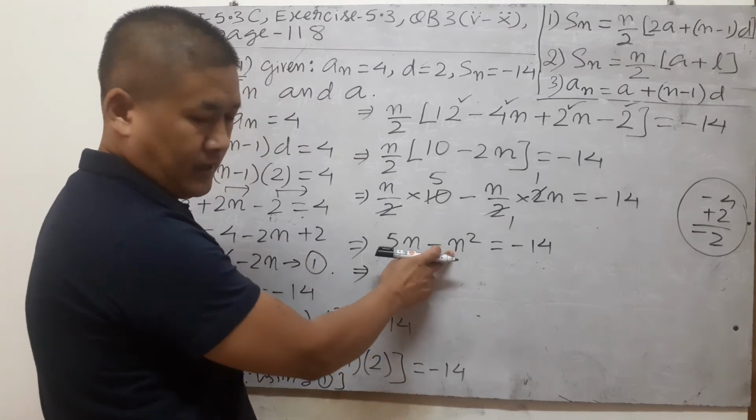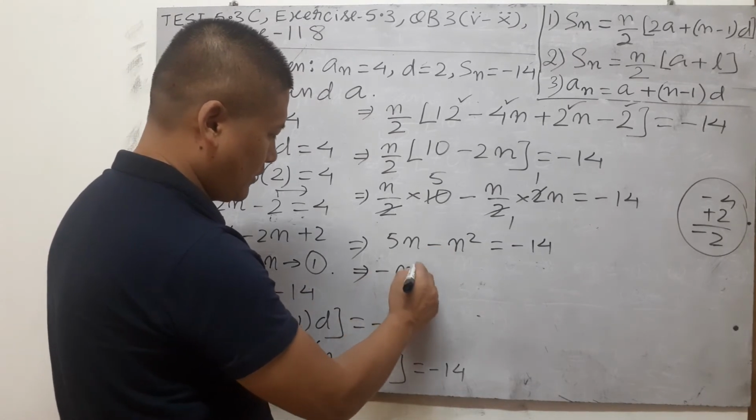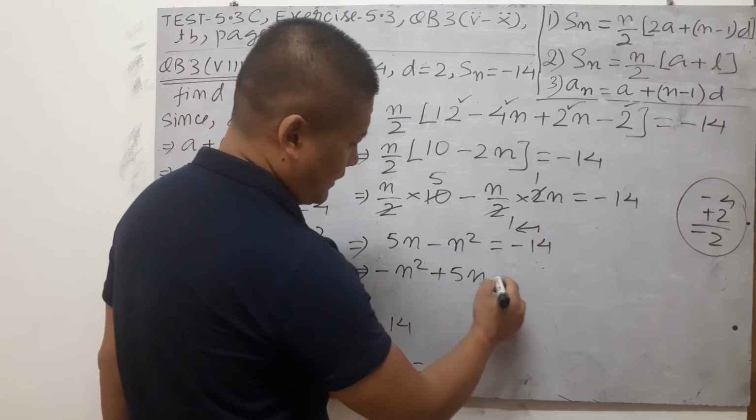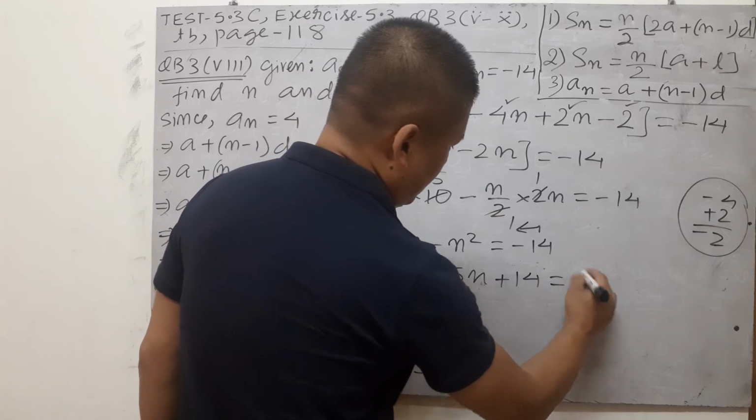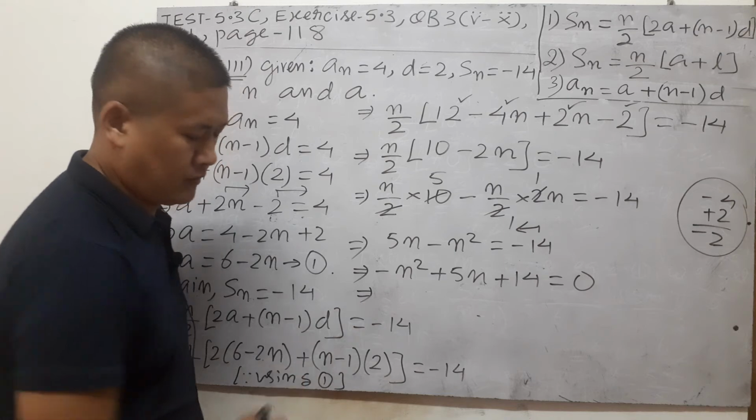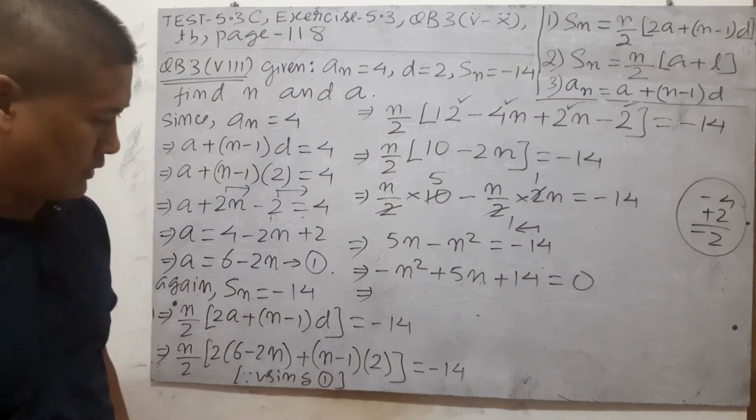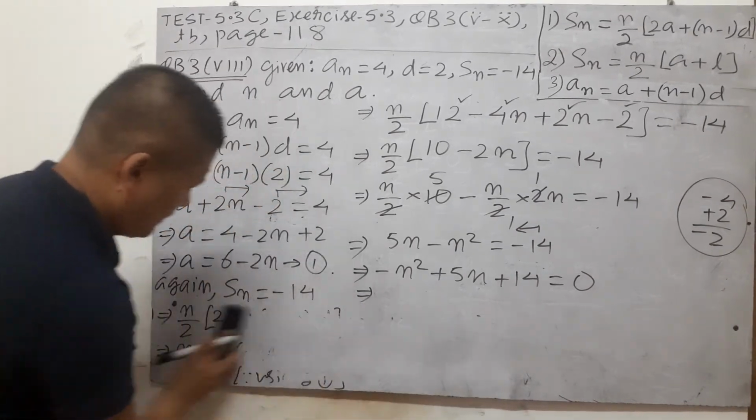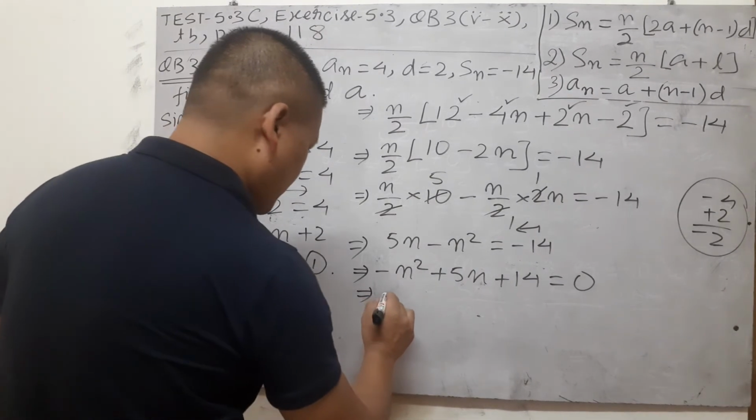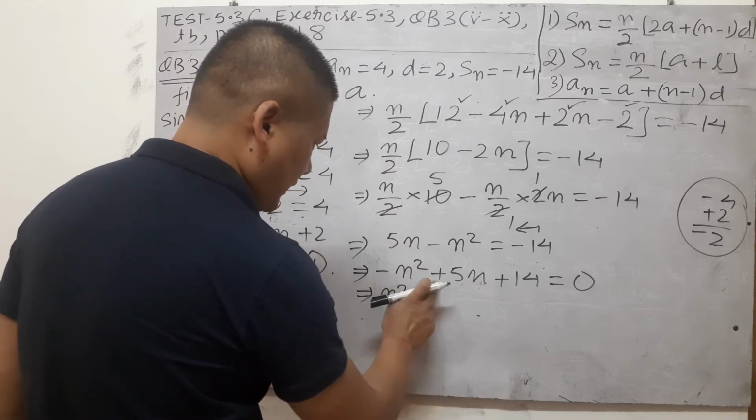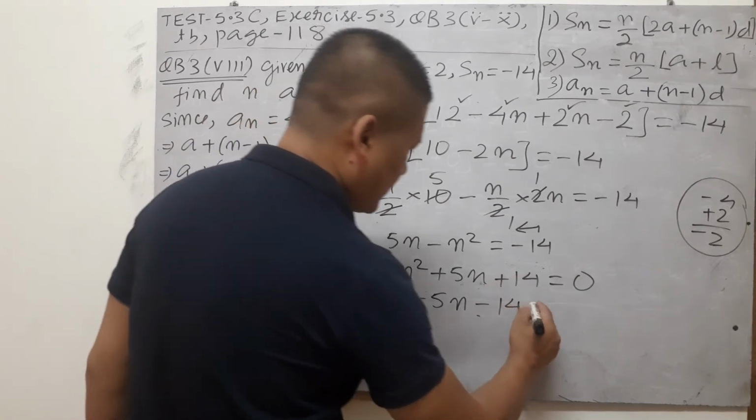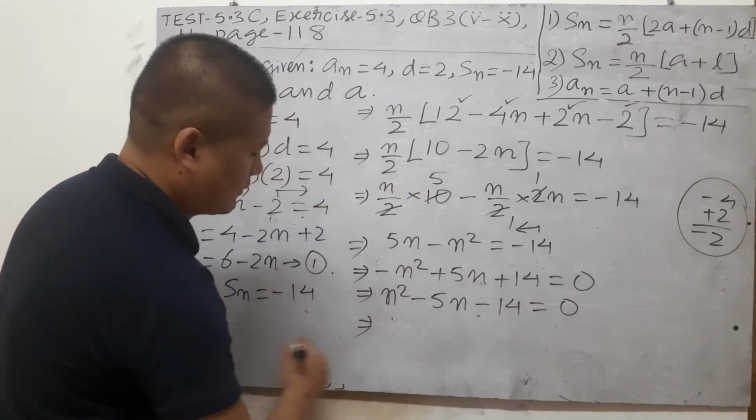Now let us bring the highest power n square first, so minus n square. No sign means plus 5n. Shift this one to the left side, become plus 14. Nothing on the right side, so 0. Then we want to keep the first term plus, so change the minus to plus. Then we're going to get here n squared, and if you change, then everything will change, so minus 5n minus plus will become minus 14 equal to 0.